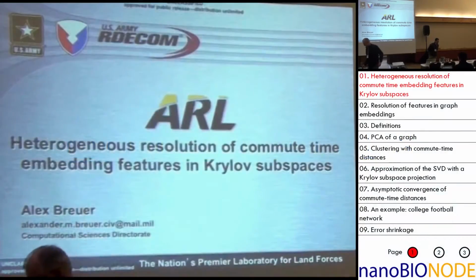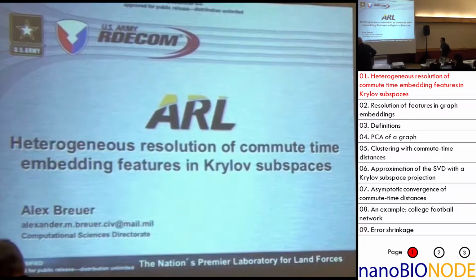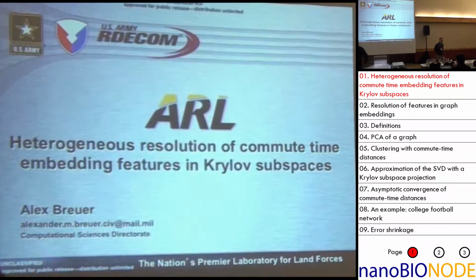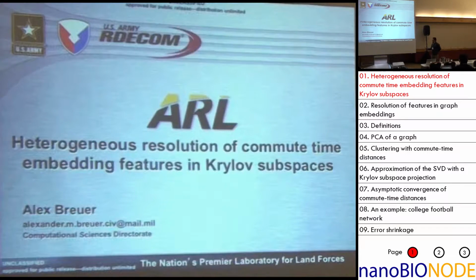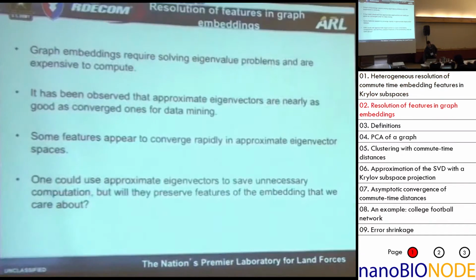Thank you, Homer. So, okay, heterogeneous resolution of commute time embedding features in Krylov subspaces is quite a mouthful, right? And for SVD and eigenvalue people, that may not have a lot of meaning. So the first thing that I want to do is sort of describe exactly what I mean by heterogeneous resolution and commute time distance.